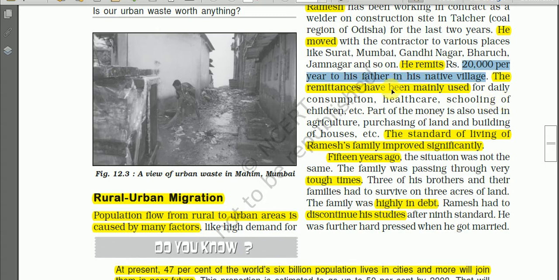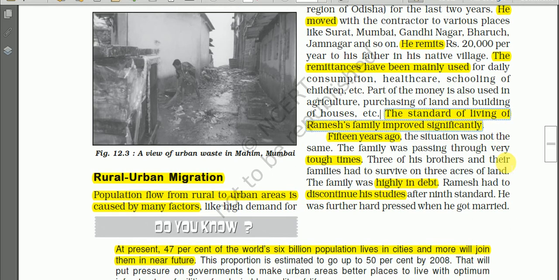The remittances, the amount of money sent by him, have been mainly used for daily consumption, then healthcare, schooling of children, etc. Part of the money is also used in agriculture, then purchasing of land and the building of houses, etc. The standard of living of Ramesh's family improved significantly. So because of this migration, the standard of living of Ramesh's family improved significantly.